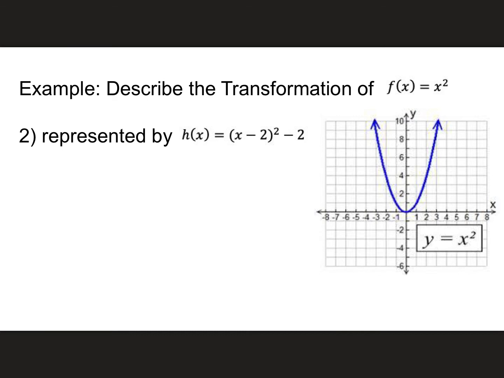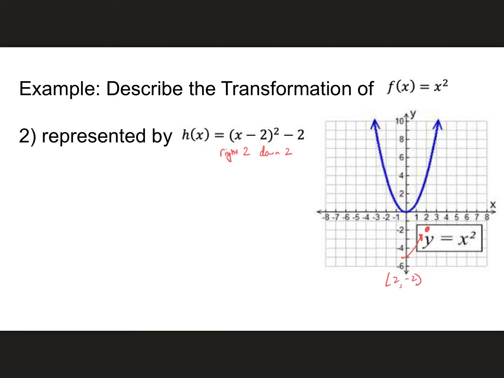So you should have seen that this is going to the right 2 units and down 2 units. So if I didn't know anything else, right, that would tell me that if I go to the right 2 units and down 2 units, my vertex is actually right here, at the point 2 comma negative 2. That's where the vertex is.